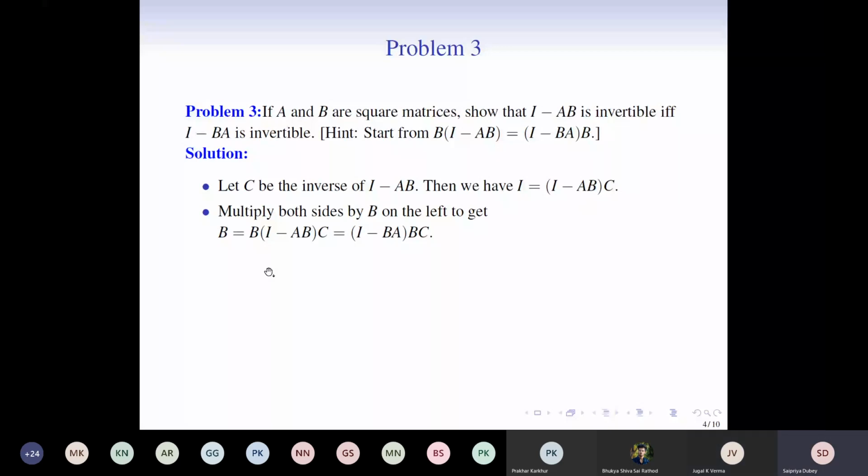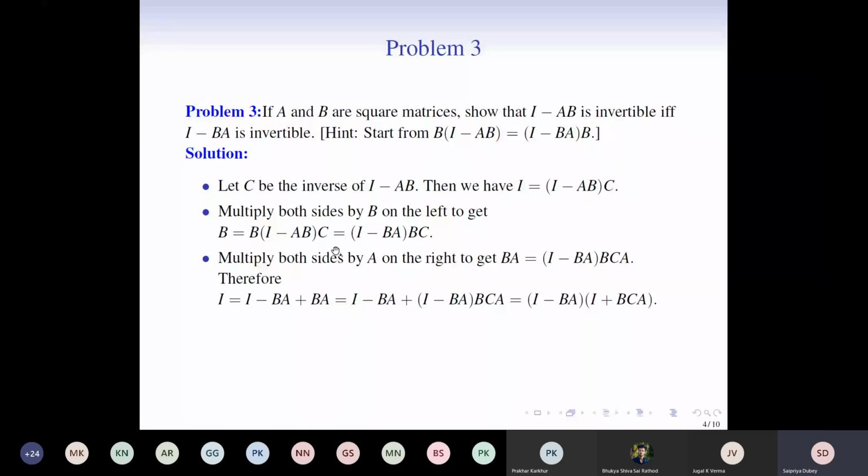One of the beautiful things about this equation is that it turns I minus AB into I minus BA, which is very much required for us, because if we have to prove that I minus BA is invertible, we want I minus BA to appear in the equation. And because we are using that I minus AB is invertible, we also want this to be involved in the same equation. So this gives us the equality. Now what we do next is we multiply by A on the right hand side, to get BA is equal to I minus BA into BCA.